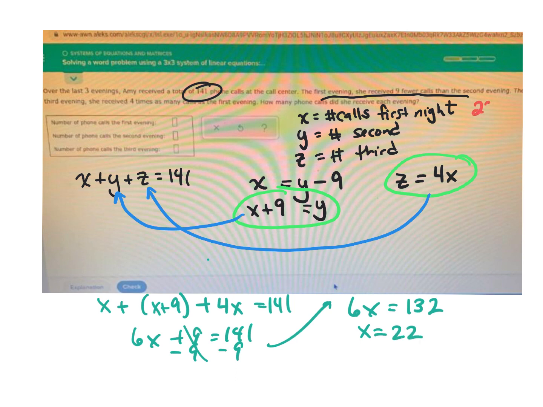Well, 22 is x, so 22 is the number for the first night. The last night, the third night, is just 4x, so it's just 4 times 22, which is 88. And now our second night is x plus 9. Or I'm sorry, it is x plus 9, so it is 22 plus 9, which is 31.